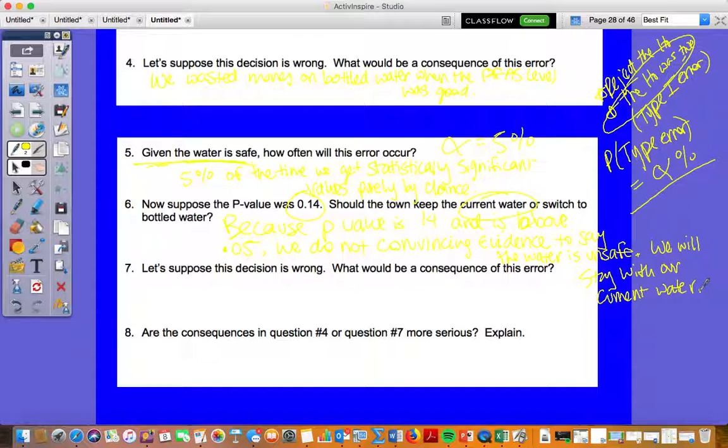All right, let's go to number 7. Let's suppose the decision's wrong. What would be a consequence? And by the way, right over here, we rejected or failed to reject on 6. Failed to reject. Good. Suppose the decision's wrong. What would be a consequence of this error, Brianna? People get sick. Yes. People get sick. They die. PFAS is serious, right?